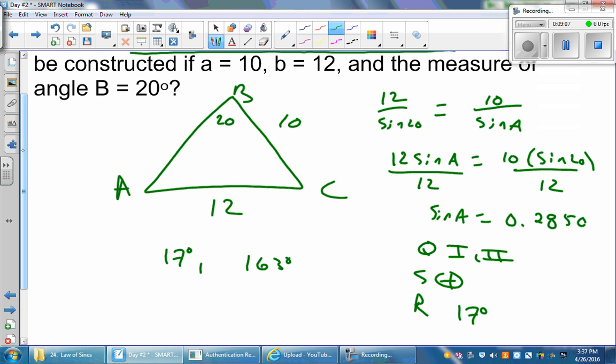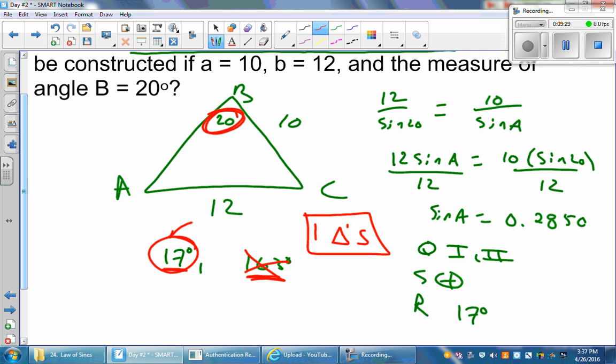Well, if I have this angle here that's 20 degrees, and this angle here that's 17, do I have room for a third? The answer is yes. The sum is less than 180 degrees. Now, likewise, if I check this 20 degrees with this angle that's 163 degrees, it's just too big. This one does not work. Since only one answer works, the answer in this case, in terms of how many triangles, is 1.